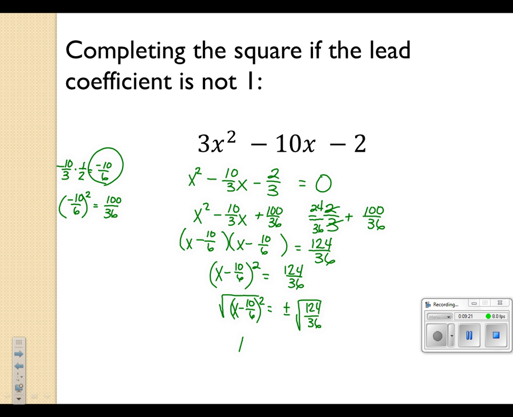Okay, so the square root of the left side is x minus 10/6. I'm going to simplify here a little bit already. The square root of 124 over 36. Come up to the side here and look at what I do. Square root of 124 over square root of 36. Well, the denominator flat out solves, right? Now 124 is not a perfect square, but it can be broken. We can break that into a 4 and a 31. 4 is solvable. So the numerator becomes 2 root 31. So bring that back down to our problem.